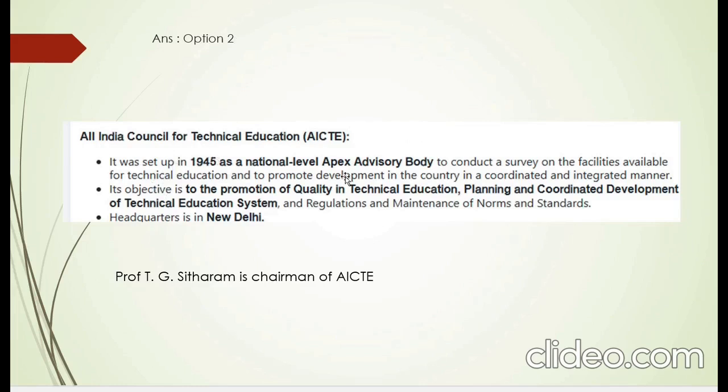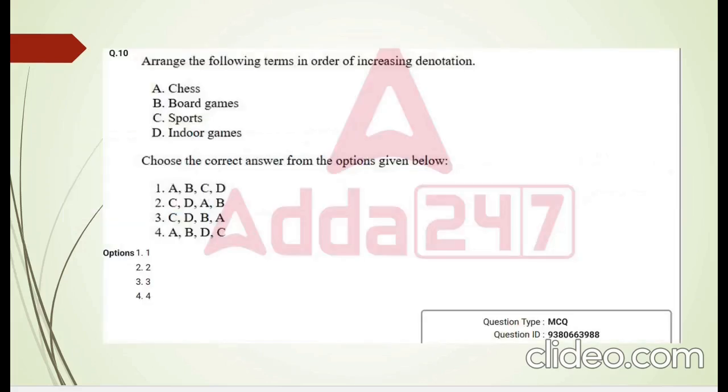So let us see this option 2. It was set up in 1945 as a national level apex advisory body to conduct a survey on the facilities available for technical education and to promote development in the country in a coordinated and integrated manner. Its objective is to promote quality in technical education, planning and coordinated development of the technical education system, and regulation and maintenance of norms and standards. Its headquarters is in New Delhi. And now the chairman of AICTE is Professor T.G. Sitaram. Please remember that also.